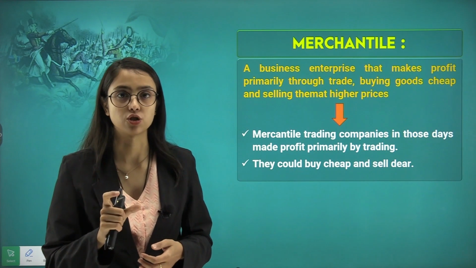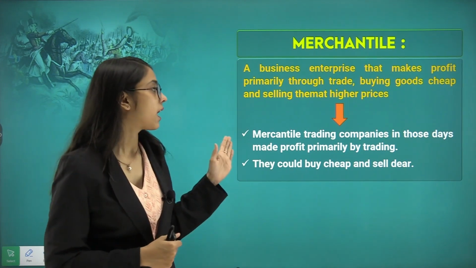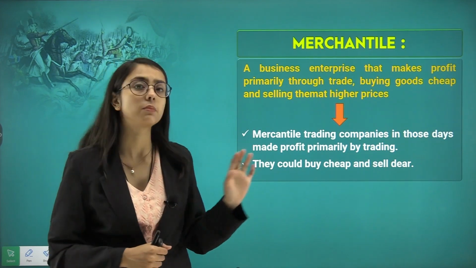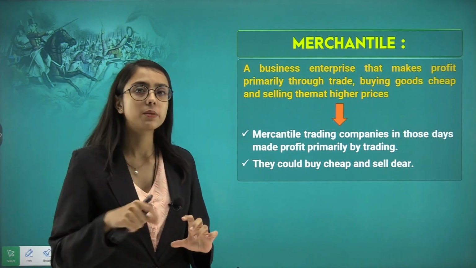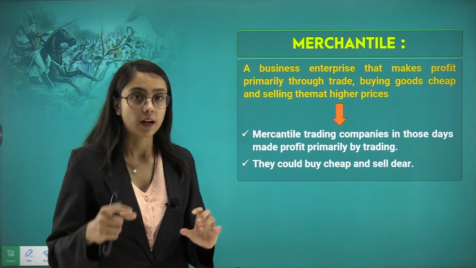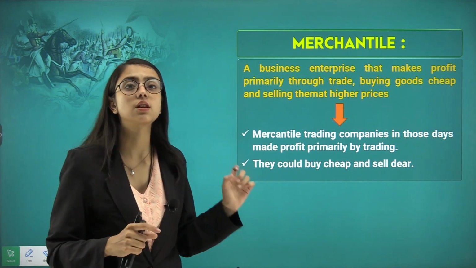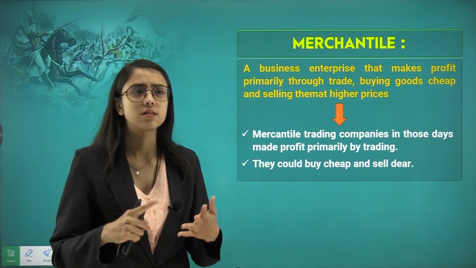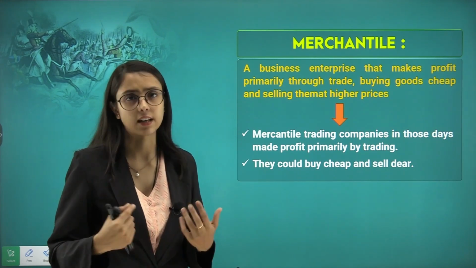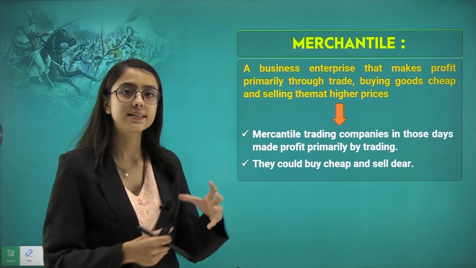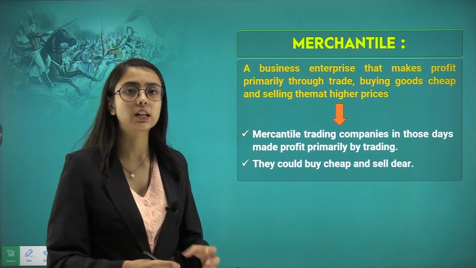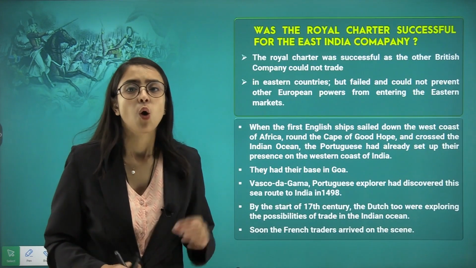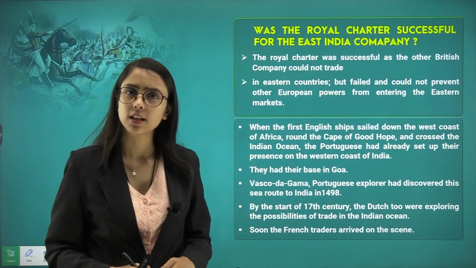higher profit margin. So, as you can have a look here, mercantile trading companies in those days made profit primarily by trading. It was not based on services of any kind, but only on goods and commodities, the tangible items. For example, cloth, spices, semi-precious stones, metals, etc. They could buy these products and raw materials at a very low price and sell them at a higher price. So, was the Royal Charter successful for the East India Company?